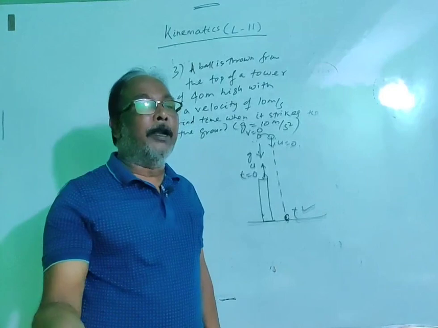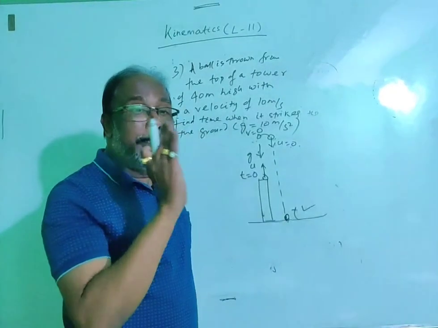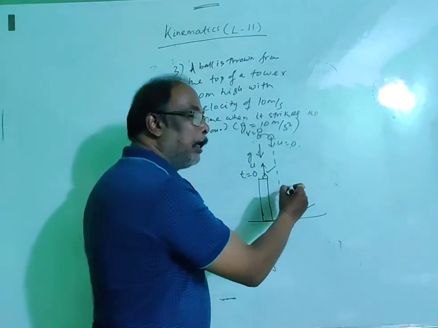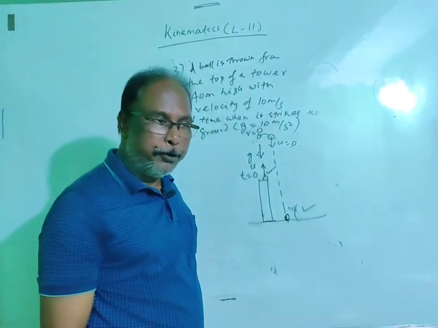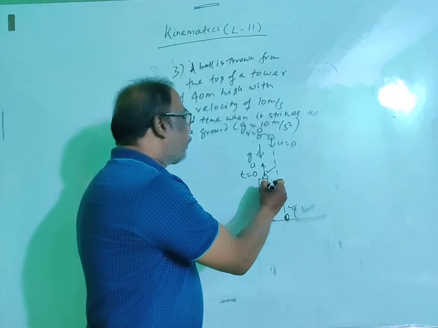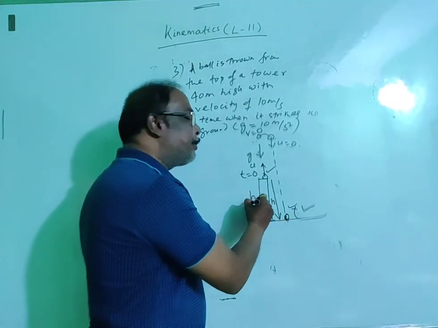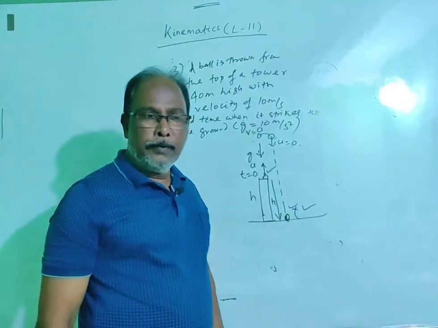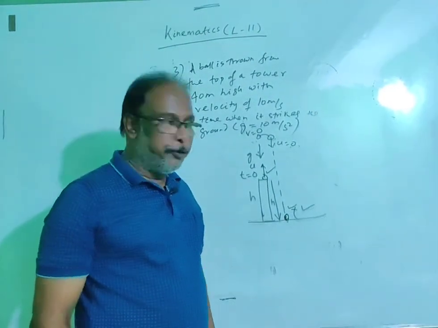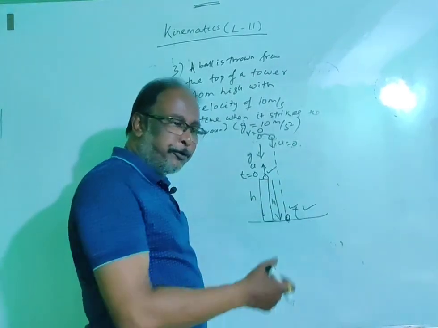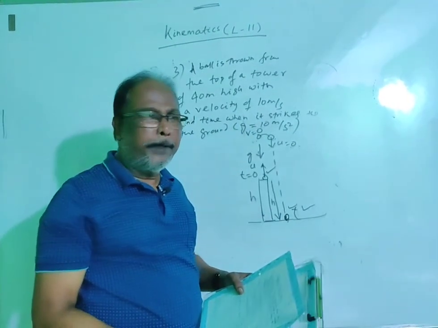Okay, so time of flight is t. During this time, this is the initial position and this is the final position. So vertical displacement is h, meaning the height of the tower. Vertical displacement is h, this height h, so vertical displacement is also h. Is it clear? Yes, sir.